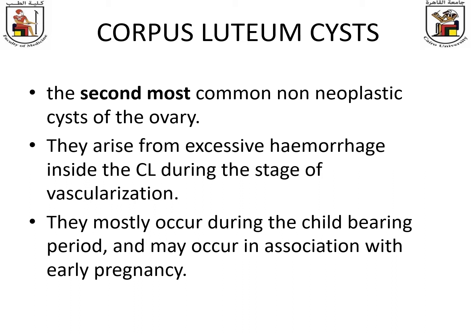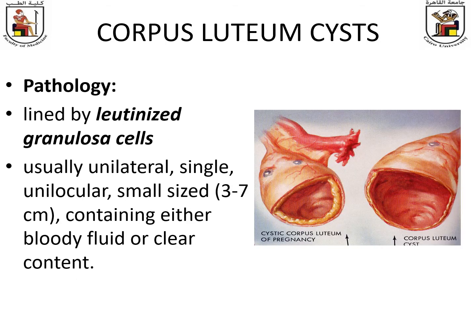A corpus luteum cyst, this is the second most common non-neoplastic cyst of the ovary, and they arise from excessive hemorrhage in size, the corpus luteum, during the stage of vascularization. They most commonly occur during the childbearing period, of course, which is the time when ovulation occurs, and may sometimes occur in association with early pregnancy. Pathology, the cyst itself is lined by luteinized granulosa cells, and it is usually unilateral and single. A unilocular cyst, small in size, 3 to 7, but contains either bloody fluid or clear content.